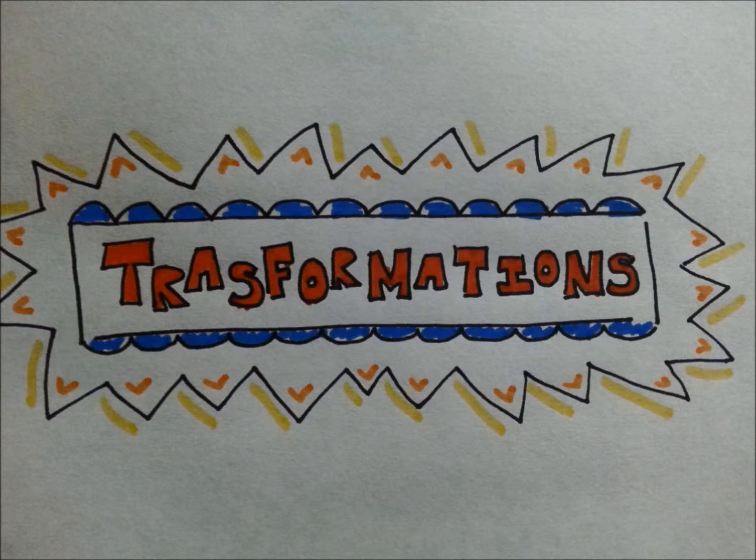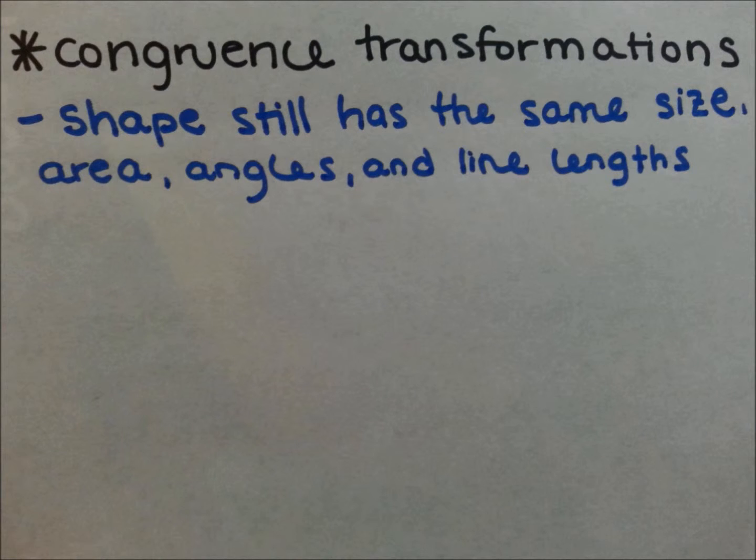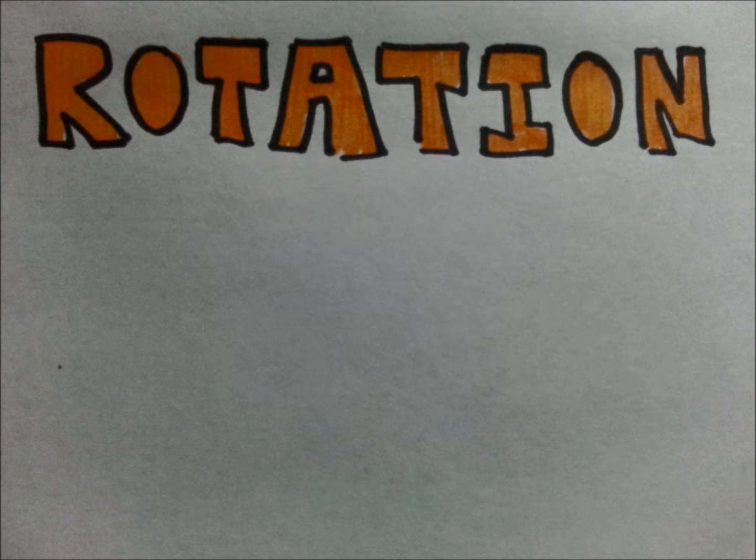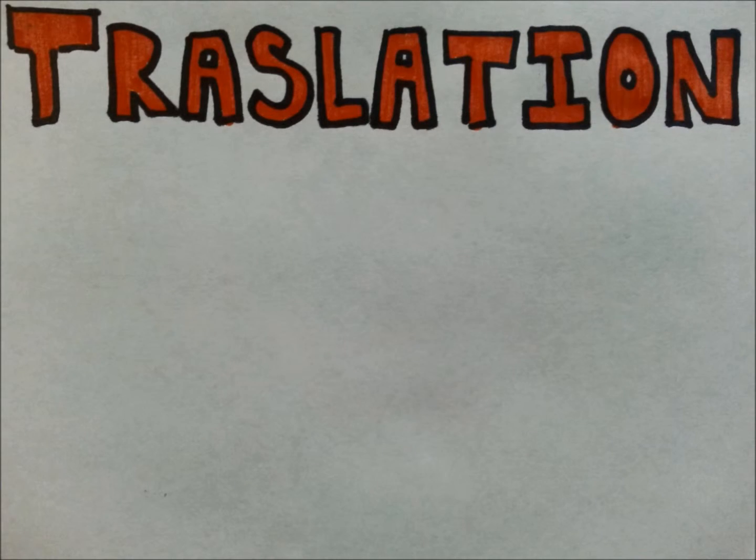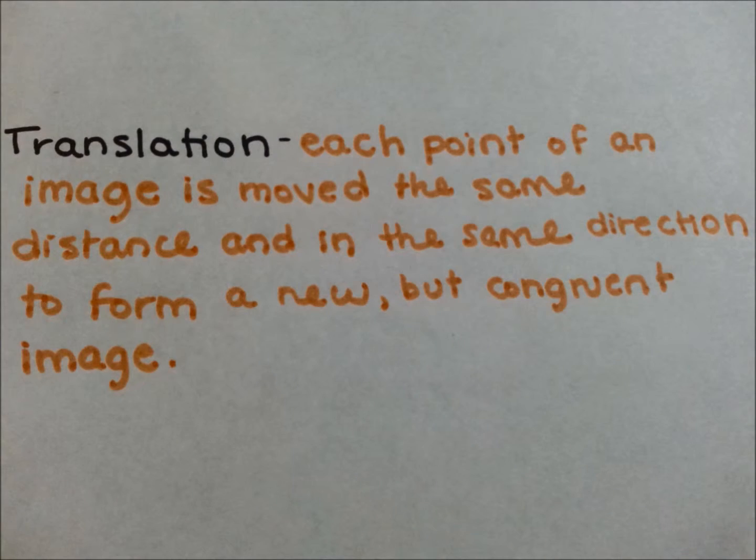So, transformations. The three transformations we are talking about today are all congruence transformations. That means that the shape still has the same size, area, angles, and line lengths. The three that we will be talking about today are rotation, reflection, and translation. For translation, each point of an image is moved the same distance and in the same direction to form a new but congruent image.